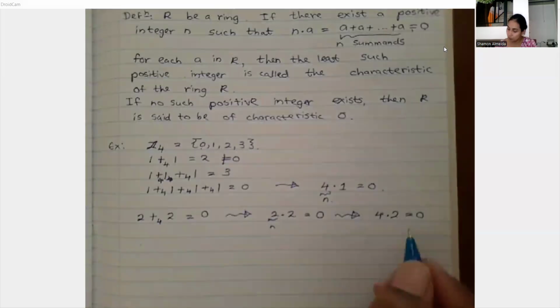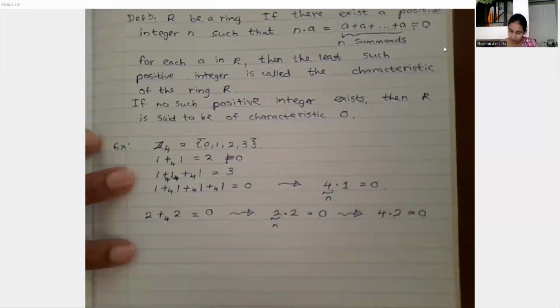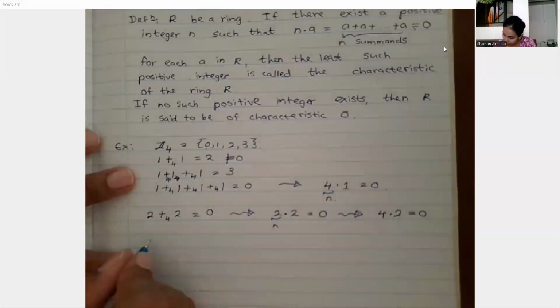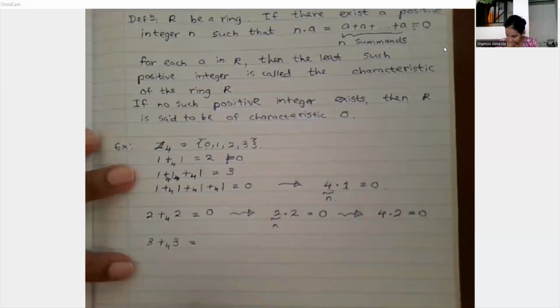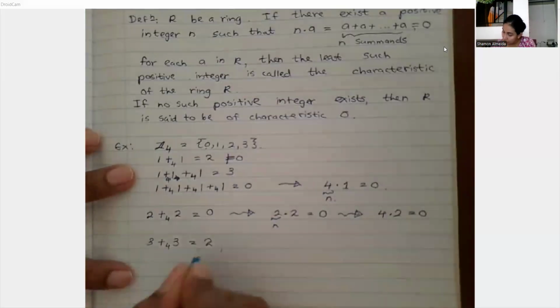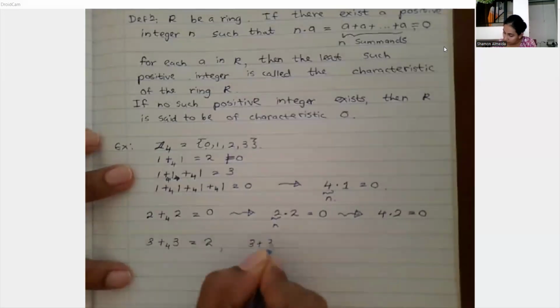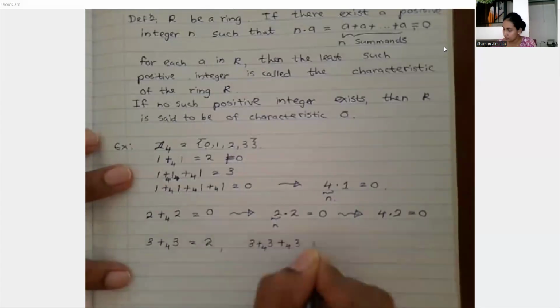Now let's go to element 3. 3 addition modulo 4, 3 is equal to 2. 3 plus 3 is 6. Divide by 4, you take the remainder, you get 2, and this is not equal to 0. So let's do 3 plus, addition modulo 4, this one. What do we get? 9 divided by 4, take the remainder, you have 1.